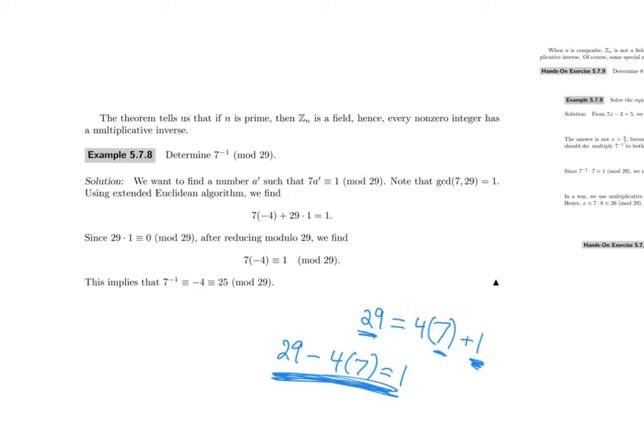But since we're using the convention that integers mod 29 will be from 0 to 28, we have to make a little adjustment. We have to add a convenient multiple of 29, so just add 29 in this case, and we get that the multiplicative inverse of 7 mod 29 is 25.